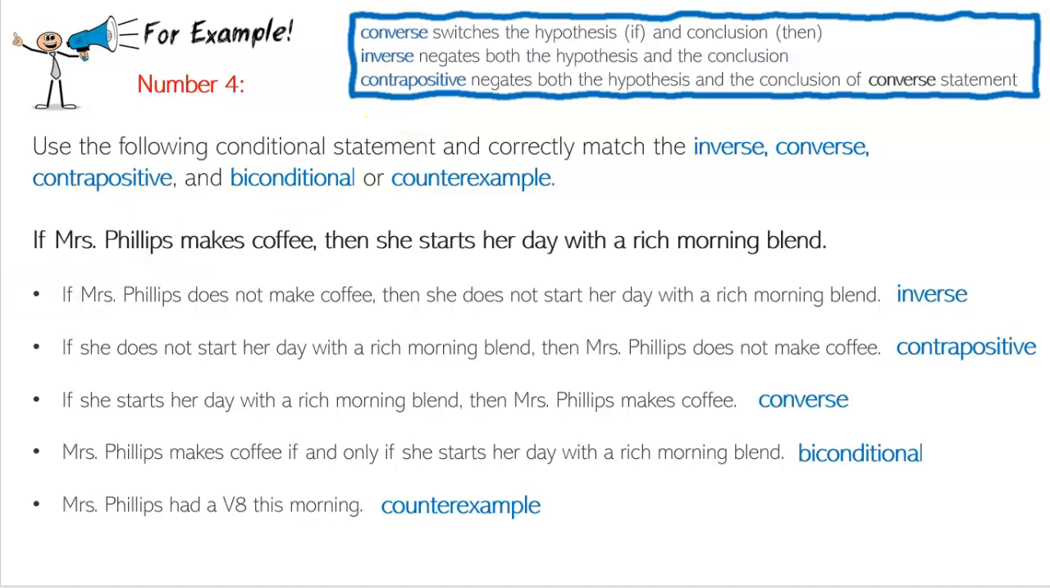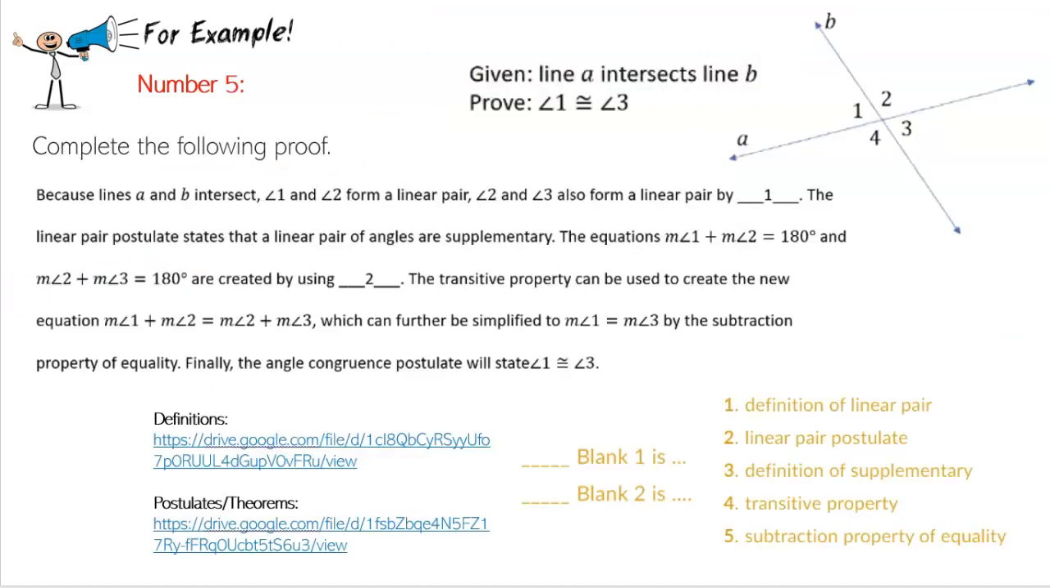So that's number 4. Number 5 is a proof. We are given that line A and line B intersect. We want to prove that angle 1 is congruent to angle 3. I will read the proof. Keep in mind you have blank 1 and blank 2. We have these things to look for to put into the proof in these spots.